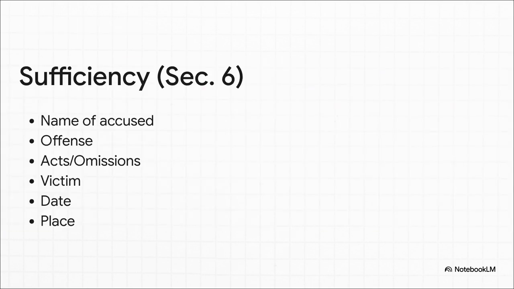But wait, the prosecutor can't just scribble an accusation on a napkin and hand it to the judge. Section 6 explicitly lays out the sufficiency of complaint or information. If you're prepping for a law exam, you just have to memorize this checklist. The document absolutely must state the name of the accused, the legal designation of the offense, the specific acts or omissions constituting that offense, the name of the offended party, the approximate date, and the place of commission. If any of these material elements are missing, or honestly just fundamentally flawed, the charging document is totally defective.